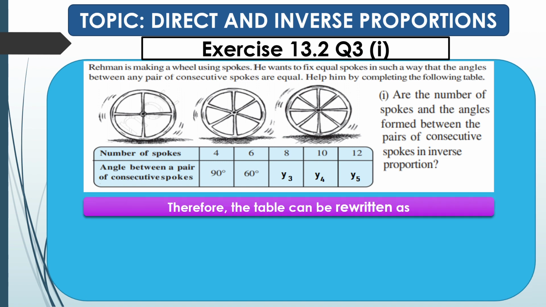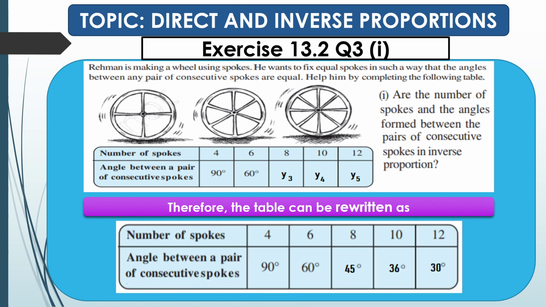So, since we have found all the missing terms, let us rewrite the table. The table can be rewritten as number of spokes and angle between pair of consecutive spokes. When there are 4 spokes, the angle is 90 degree. When there are 6 spokes, the angle is 60 degree. When there are 8 spokes, the angle becomes 45 degree. When there are 10 spokes, the angle becomes 36 degree. When there are 12 spokes, the angle becomes 30 degree. So as the number of spokes increases, the angle between pair of consecutive spokes decreases.